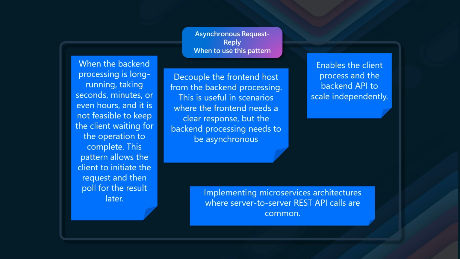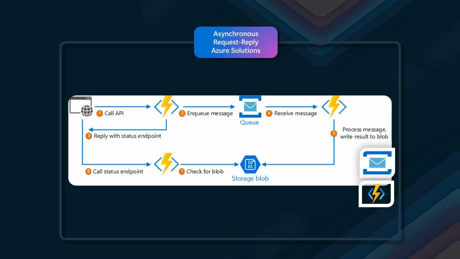Client-side polling. When it's difficult to provide callback endpoints or long-running connections on the client side, the pattern allows the client to poll for the results, which can be simpler and more efficient for certain scenarios. By using the asynchronous request reply pattern in these scenarios, you can effectively manage long running operations, improve scalability, and decouple front end and back end processing, leading to a more robust and responsive system.